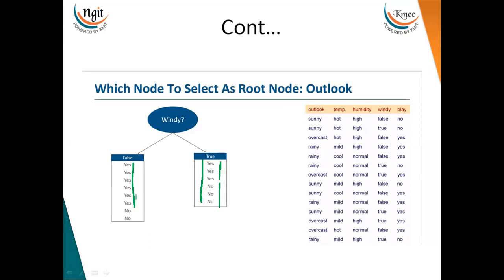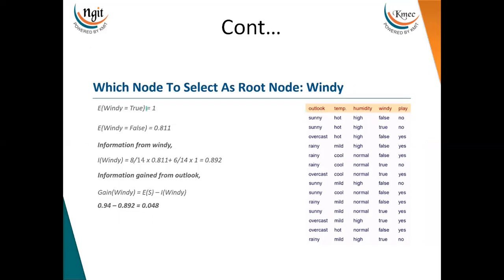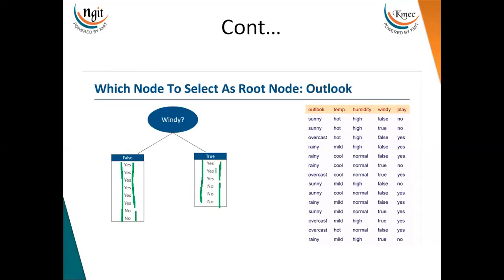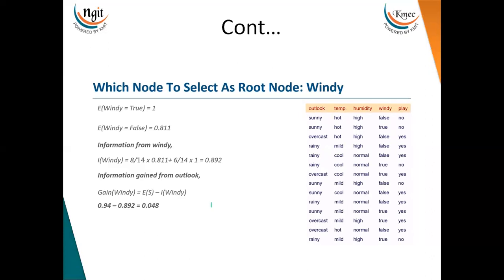These are the false values, and out of which only 2 are no and the remaining all are yes. Now, when we are calculating the entropy of windy equal to true, it is equal to 1, because for true we have equal yes and no values, that's why we are getting it as a 1.